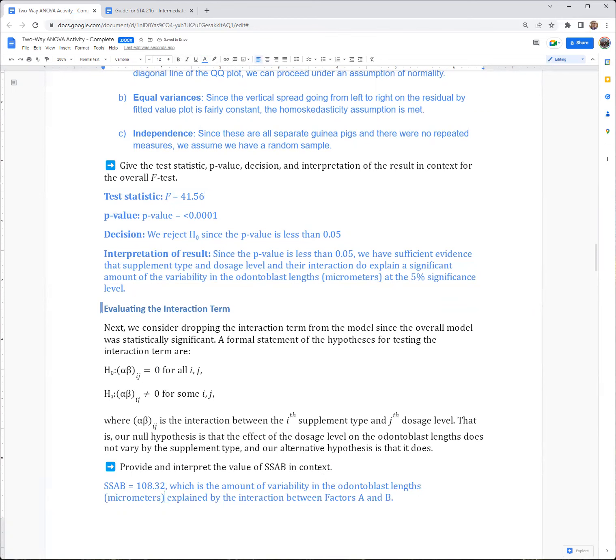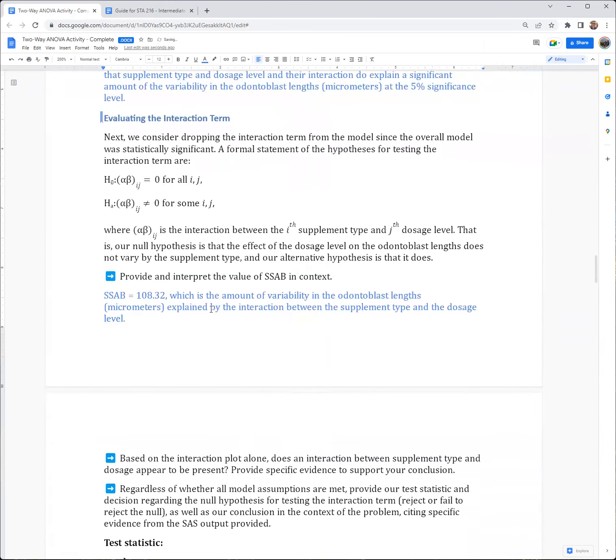Explained by the interaction between, and factor A is the supplement type, and factor B is the dosage level. So that's how we can interpret that value in context.